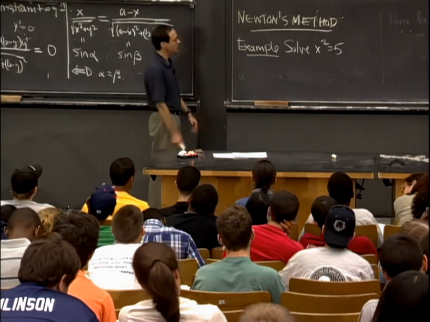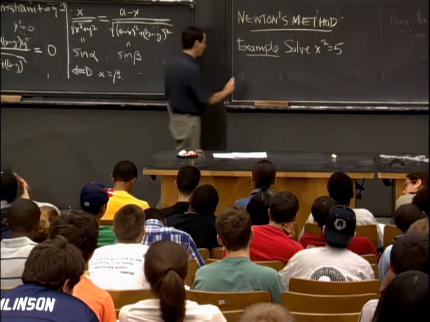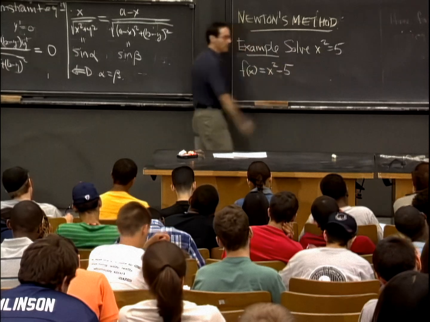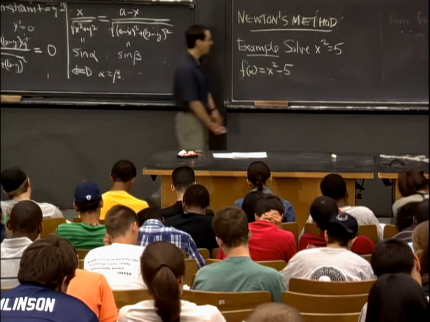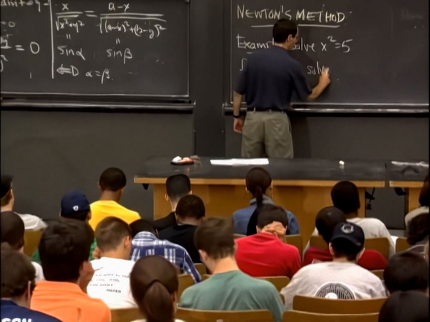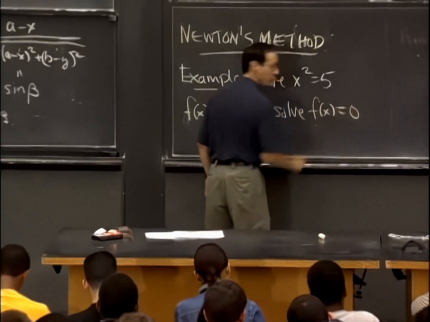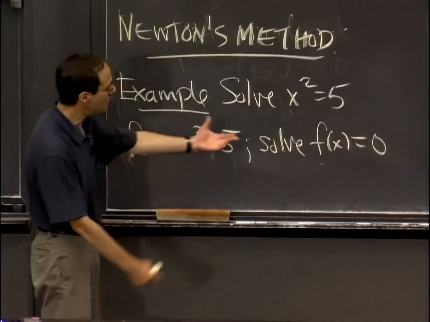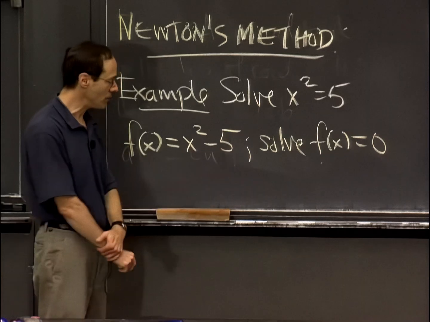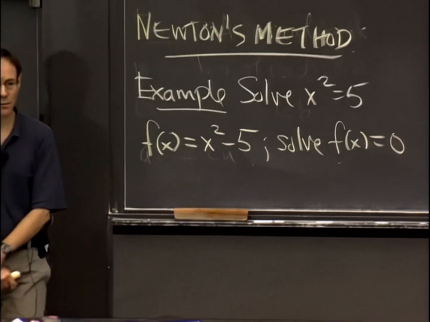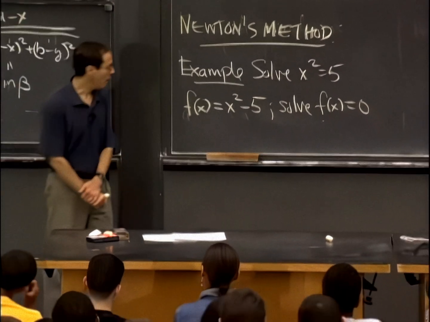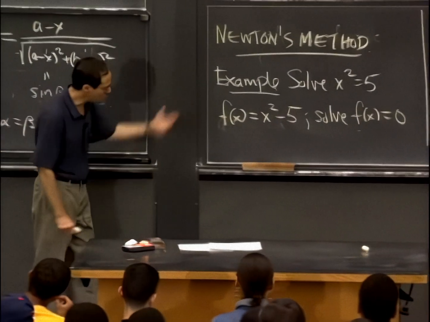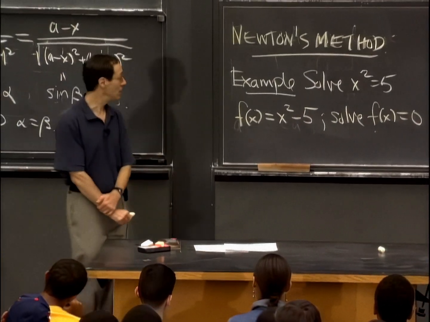So the first thing is to make this problem a little bit more abstract. We're going to set f of x equal to x squared minus 5, and then we're going to solve f of x equals 0. So this is the standard form for solving such a problem. You take some either complicated or simple function of x. Linear functions are boring. Quadratic functions are already interesting. And cubic functions, as I've said a few times, you don't even have formulas for solving, so this would be the only method you have for solving them numerically.